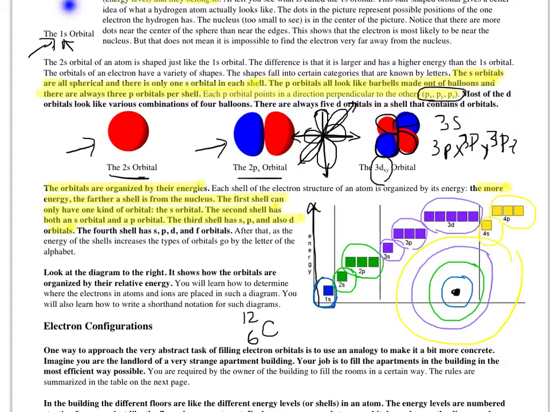Okay, now each one of these little orbitals, each one of these little boxes here on this diagram can hold a maximum of 2 electrons. Okay, and we're going to represent the electrons with little arrows.